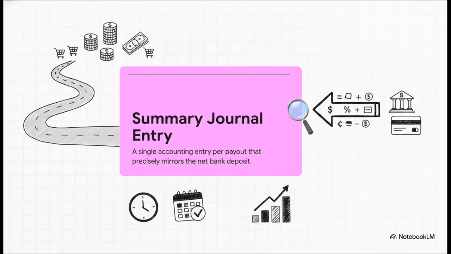If you take that highway approach, you rely on something called a summary journal entry. Basically, this is a single accounting entry per payout that perfectly mirrors your net bank deposit. So instead of posting hundreds of individual sales to your ledger, the software does the heavy lifting. It calculates the exact math of that deposit, maps the fees to your expense accounts, puts the sales in your revenue accounts, and posts just one single line. What used to be an hour-long, super frustrating matching exercise turns into a clean 5-minute reconciliation at the end of the month. It's a real game changer.